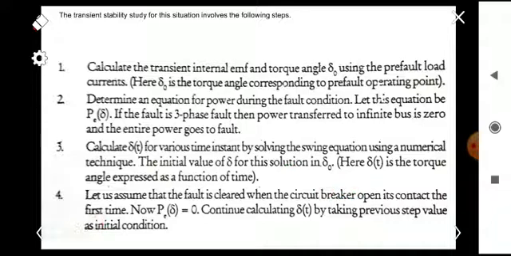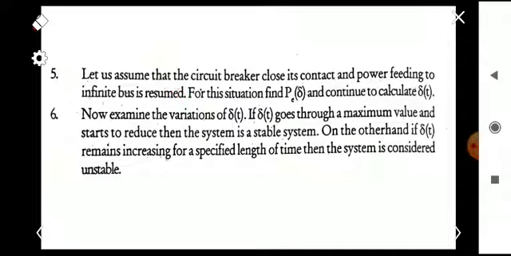The fourth step: let us assume that the fault is cleared when the circuit breaker opens its contact for the first time. Now Pe of delta will be 0, but we have to continue calculating delta of t by taking the previous step value as the initial condition. The next step: let us assume that the circuit breaker closes its contact and power feeding to the infinite bus is resumed. For this situation find Pe of delta, which will change from 0, and continue to calculate delta of t.